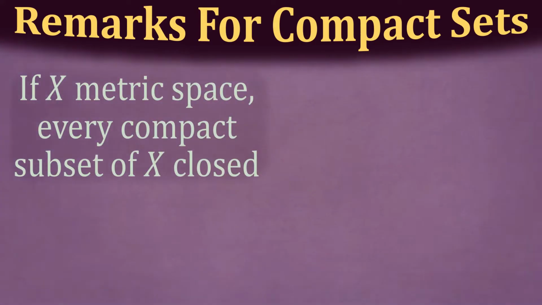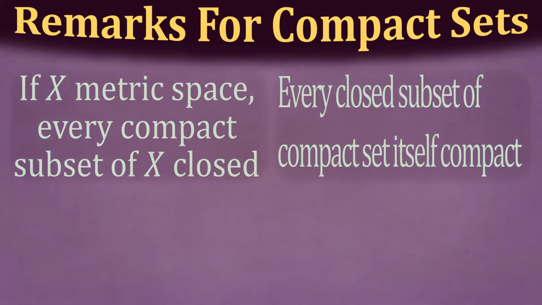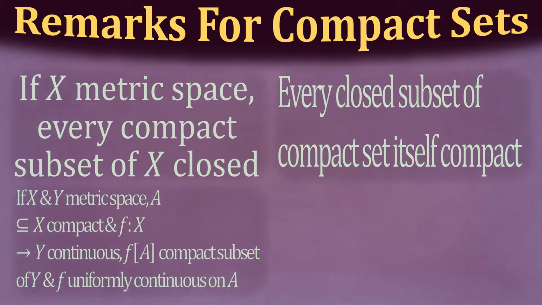Next, let's give some remarks for compact sets. If X is a metric space, then every compact subset of X is closed. Every closed subset of a compact set is itself compact. If X and Y are metric spaces, A is a subset of X which is compact, and f is a function from X to Y which is continuous, then f of A is a compact subset of Y, and f is uniformly continuous on A.